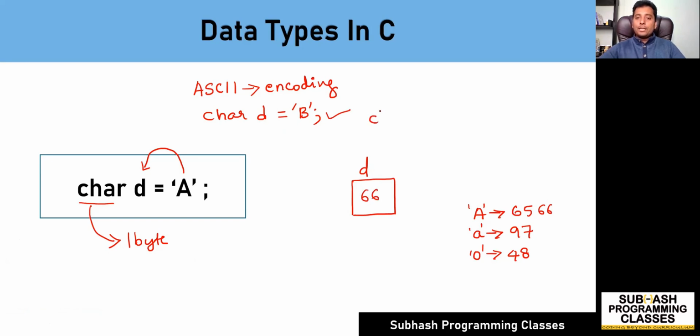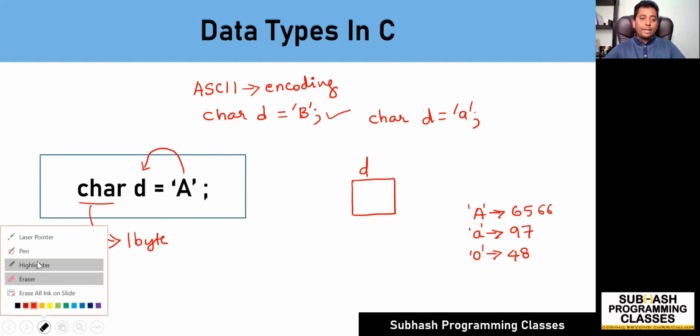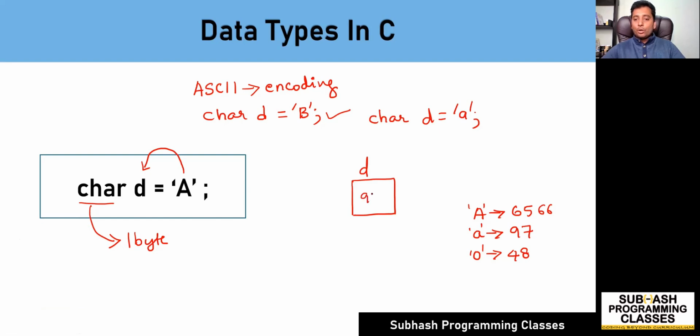Similarly, as another example, if you say char D is equal to small a, then what gets stored inside this memory location referenced by D is not 66, rather what gets stored is the ASCII value of small a, which is nothing but 97. So 97 gets stored inside this memory location.